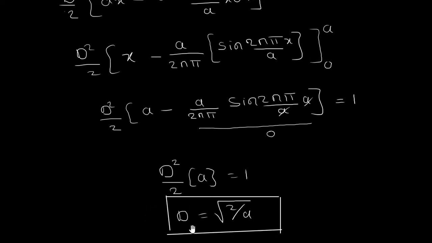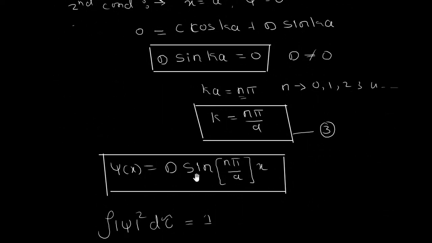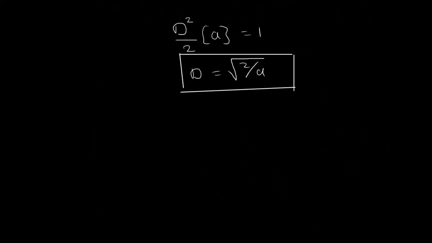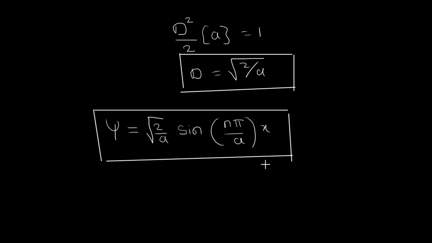So substitute this in here, where psi equals d sine n pi by a x. If I substitute, we can write the ultimate value of psi equals under root 2 by a sine n pi by a x. This is the final equation of the derivation. I hope you got to know what I tried to explain here. This is the end of the derivation for finding an equation for psi.